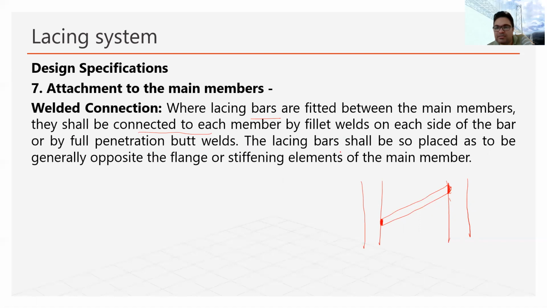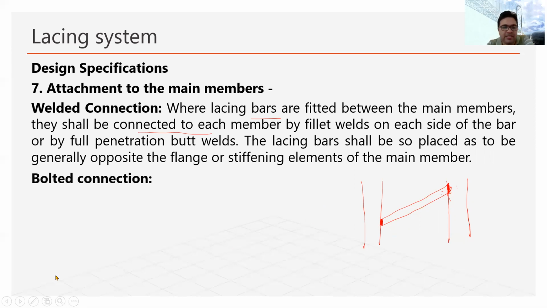The lacing bars shall be so placed as to be generally opposite to the flange or stiffening element of the main member. Basically they should be placed exactly opposite to each other, and the edges should be prepared so that we can have full penetration of the welded connections. So this is what they have recommended as per IS code. It will be more clear when we solve the example.